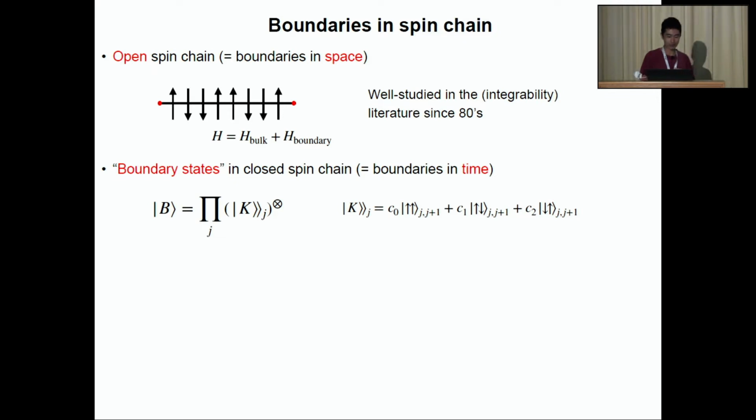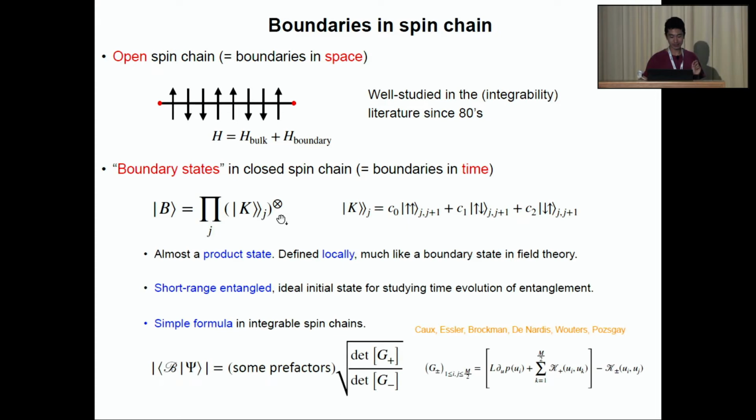However, what's more relevant to my story is what's called boundary states, which people started to explore about 10 years ago, I think. This is a particular state in the closed spin chain, and it is the analog of the boundary state in quantum field theory. In the case of the XXX spin chain, it takes this form: you first form an entangled pair of two nearest neighbor sites, let's call it K of j, and then you just take a tensor product.